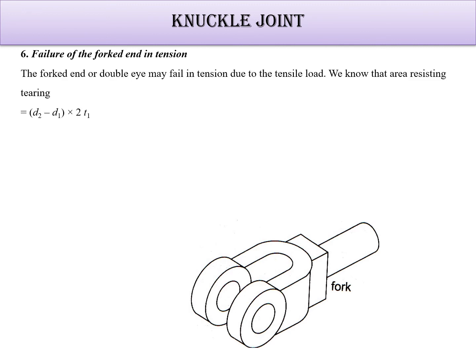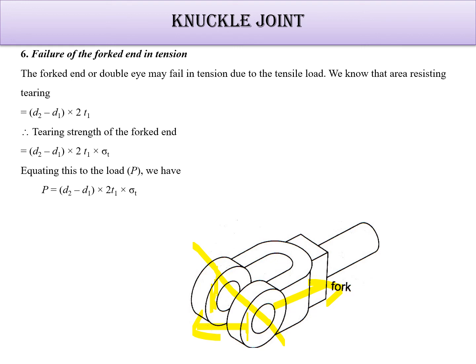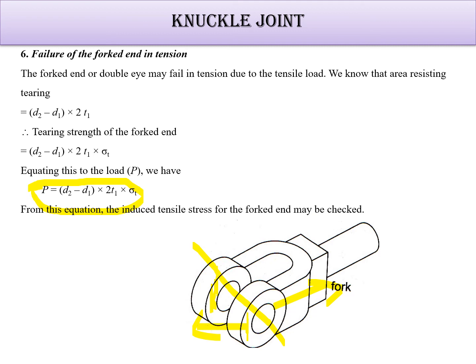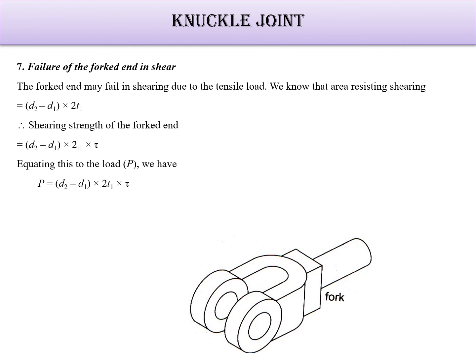For the double eye also, as I told you, this is the section part. This much part is the weakest part, because this will go this side and this will go this side. The same applies, only there are 2 times the thickness. So the formula is P is equal to d2 minus d1 into 2 times t1 into sigma t. Same thing for the shear stress. You can see the formula is the same, only the stress value changes. This is really very good for you people, because it is a very simple design.